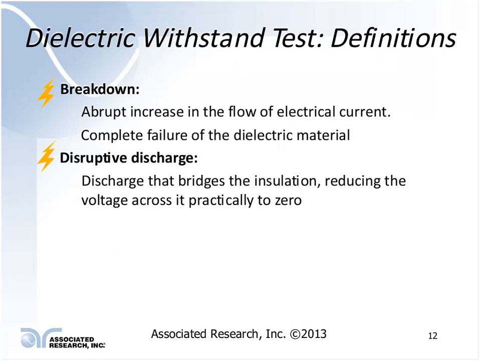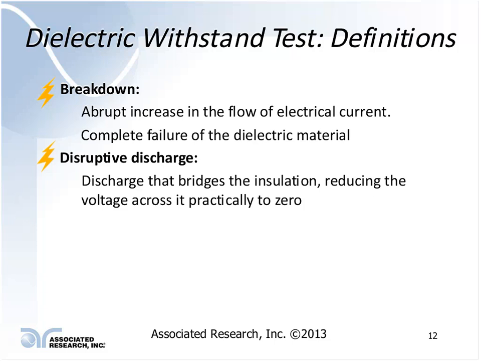It becomes a conductor, and your current increases exponentially. And like it says there, it's an abrupt increase in the flow of the electrical current through the insulation. That's exactly what we're looking for in a Hipot test. If your insulation can't stand up to the voltage, it's going to snap over, and with most modern Hipot testers, it's literally going to say breakdown on the screen because it recognizes that condition.